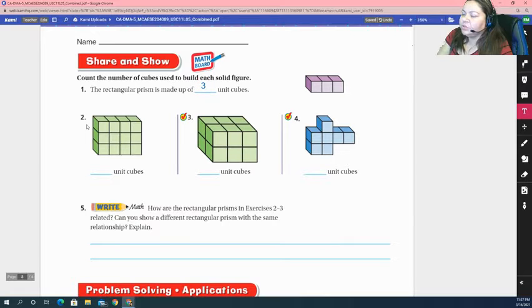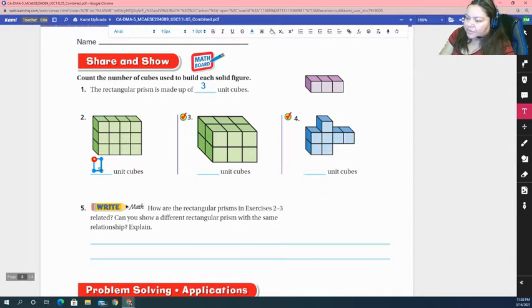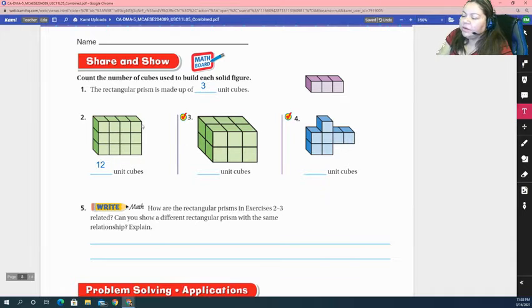Okay, if we look at number 2, we have 1, 2, 3, 4 on the first row, 5, 6, 7, 8, 9, 10, 11, 12. So remember that here on the side, you can see how deep it is. There's only 1 unit. So we have 4 columns and 3 rows, but it's only 1 unit cube deep. So there's actually a total of 12 unit cubes. Basically I'm just counting how many cubes are in all, and it is 12 cubes.